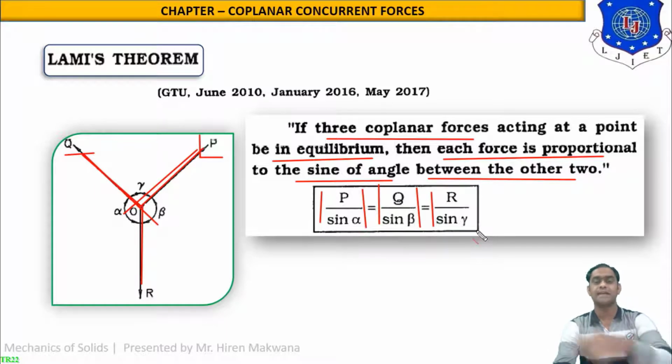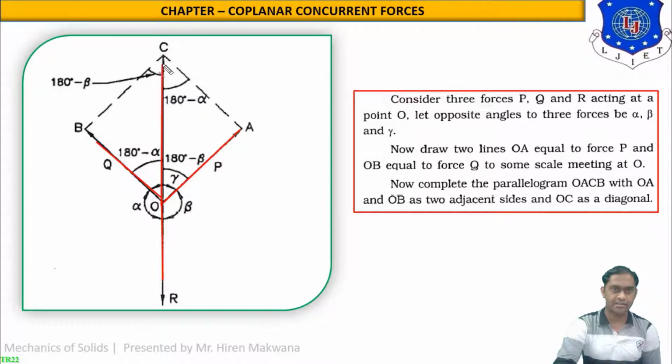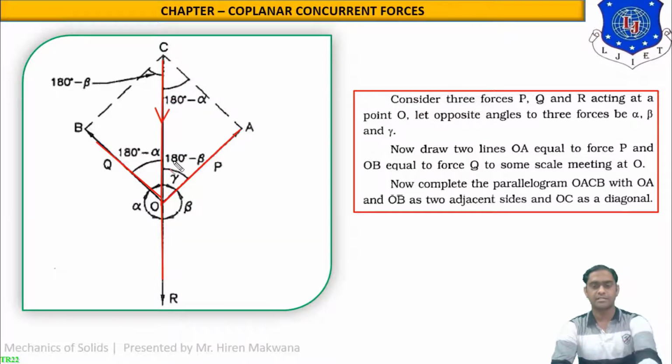Okay, let us start the proof of this equation: P upon sine alpha is equal to Q upon sine beta is equal to R upon sine gamma. You can see the modified figure over here. This is the force P, this is the force Q, and the third one is the force R. Now this force R can be extended along this vertical line and the direction will remain the same in the downward direction. Now concentrate on the angles carefully.